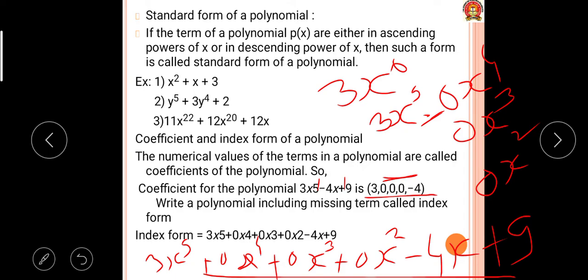So no problem students. Tomorrow also I will explain this with the help of more examples. All these points you have to write in your notebook. And today's homework is to write 5 examples of monomial, binomial and trinomial.